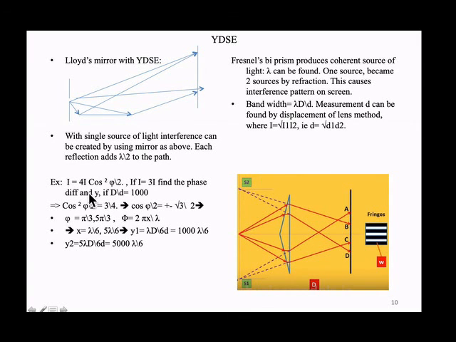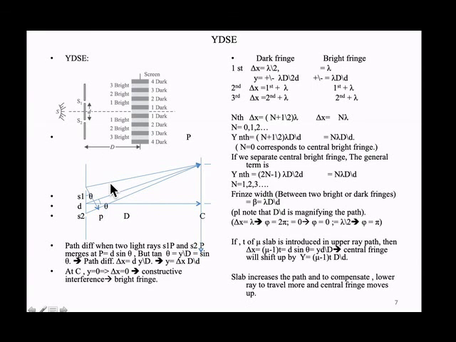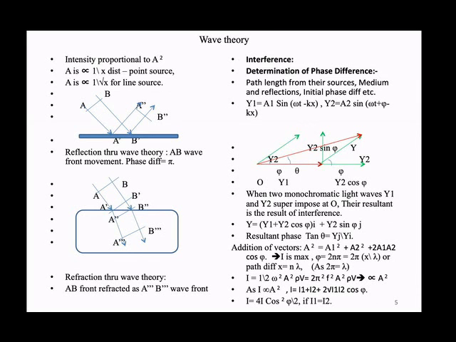Now let us see a problem on intensity. We know I is 4I cos squared phi by 2; we have seen this. We got I1 plus I2 plus 2 root I1 I2 cos phi. So when I1 is equal to I2, it becomes 2I into (1 plus cos phi). What is 1 plus cos phi? It is 2 cos squared phi by 2. So it becomes 4I cos squared phi by 2.